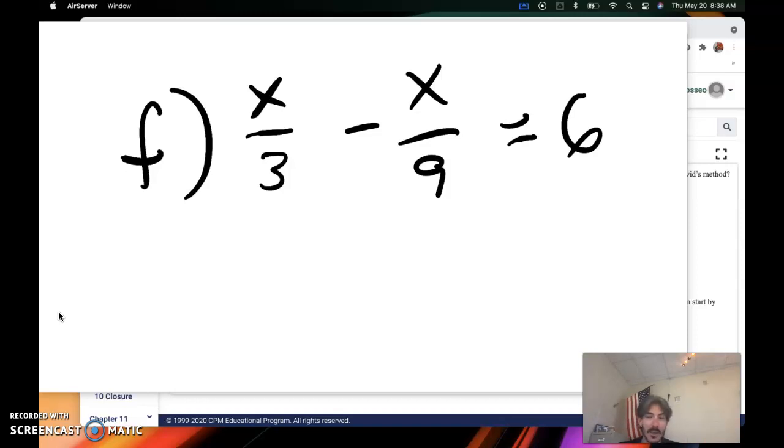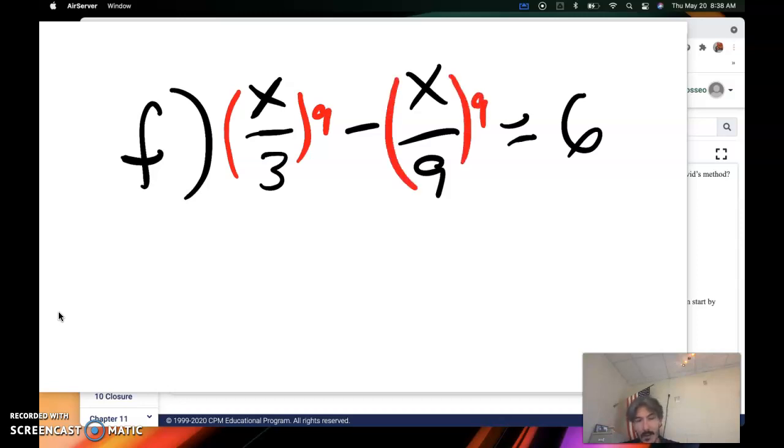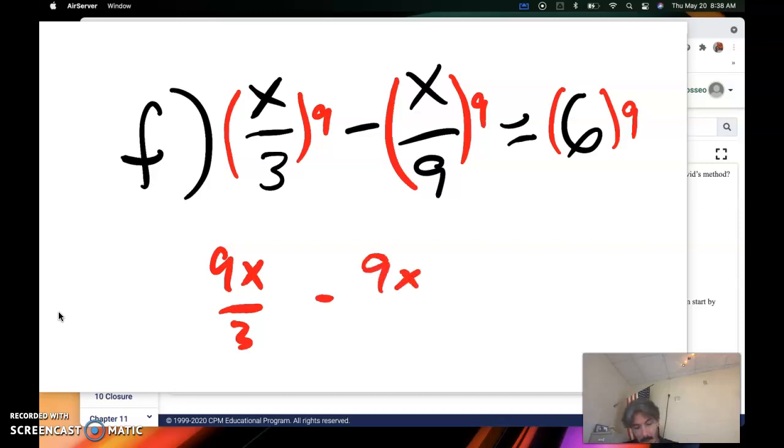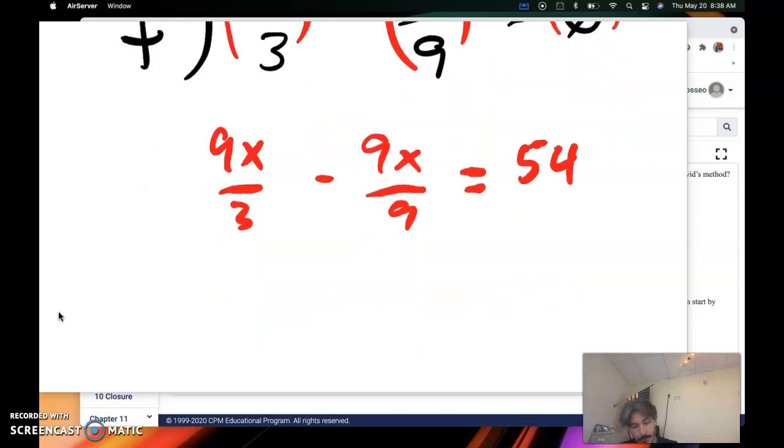Now, what should I multiply them by? I'm going to multiply them by 9, right? I'm going to multiply this by 9. I'm going to multiply this by 9. And then, of course, I'm going to multiply this by 9. Now, I got to go fast. I'm running out of time here. This is 9x over 3 minus 9x over 9 equals 54.